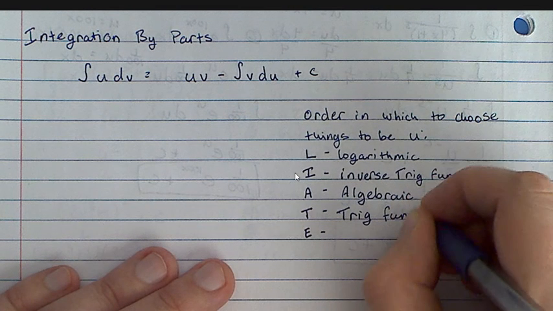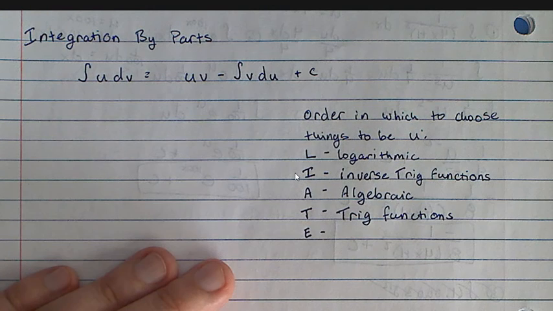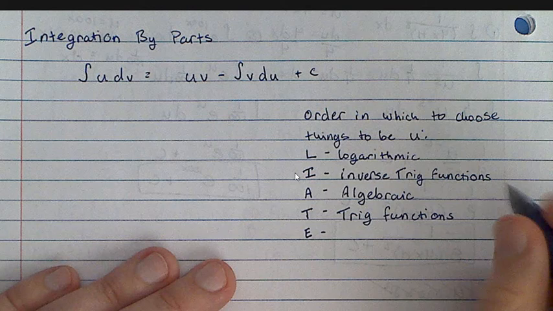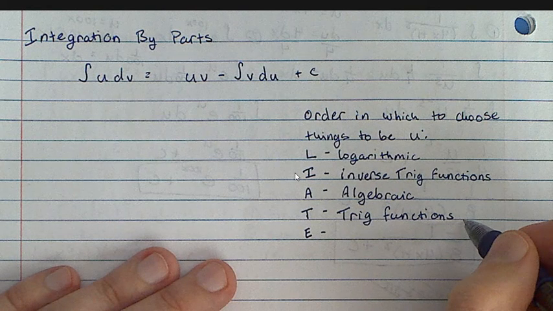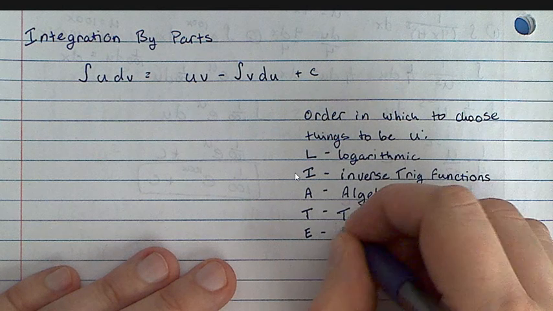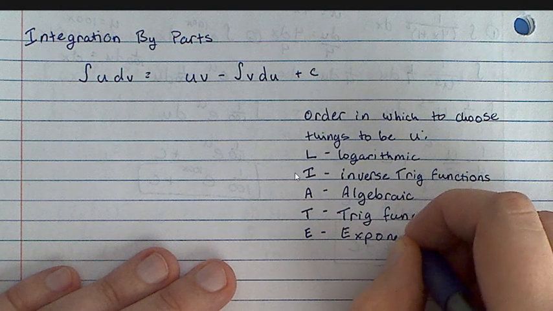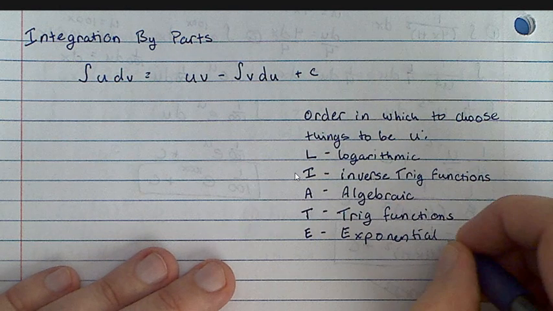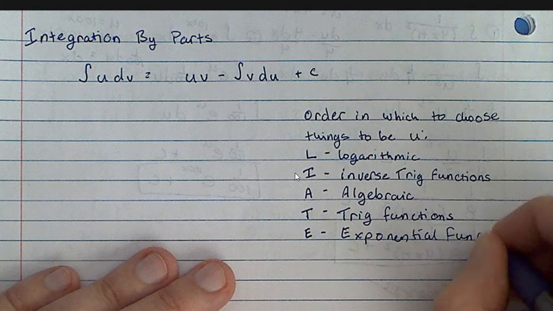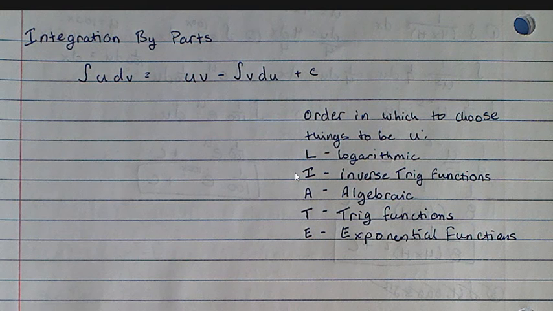Are trig functions really easy? No. It's because they get weird when you start using them for u, so they're one of the last things you want to use for u. Trig functions like sine, cosine, or tangent. And then the last thing you want to use for u are exponential functions like e to the x. And these are the order in which you want to try to choose things to substitute in for u.